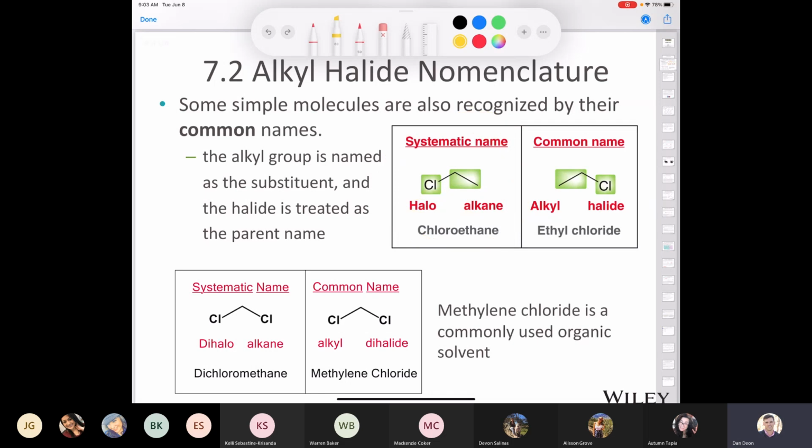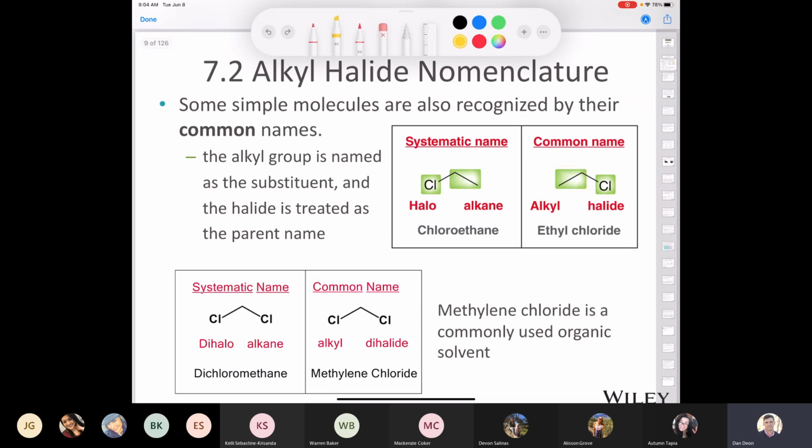When we use a common name, and again, common names are called common for a reason, we really only use common names for alkyl halides for small alkyl halides. And as long as you can name the alkyl group, you can name it as an alkyl halide. So since you have an ethyl, this would be ethyl chloride, right?